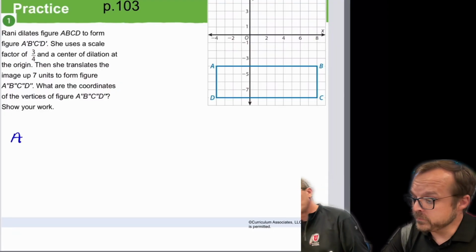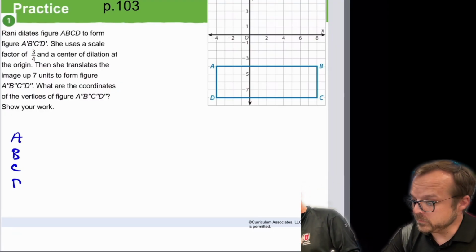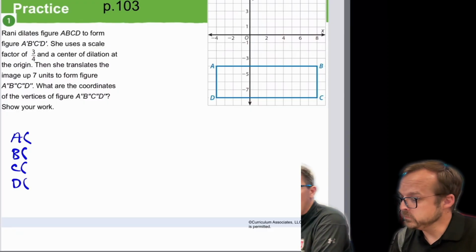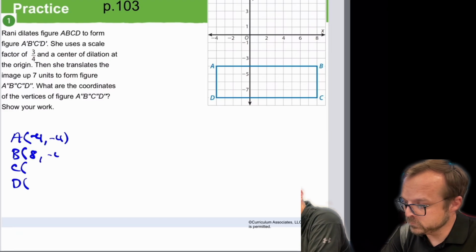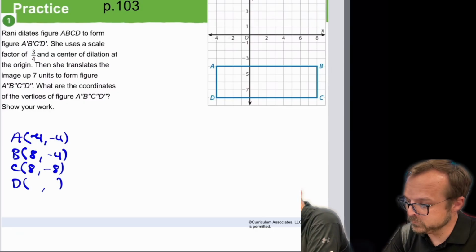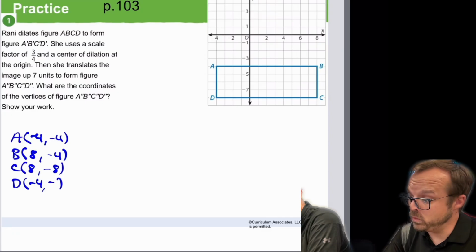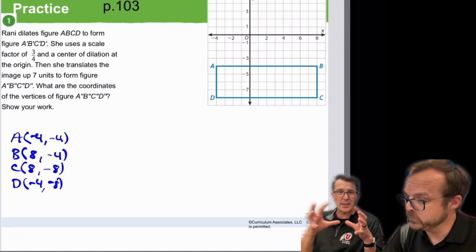Okay, so we've got A, B, C, D, and we're going to get those points. I'm going to yell them out to Mr. Nelson so he can write them down. A is at -4, -4. B looks like it's at 8, -4. C looks like it's at 8, -8. And D looks like it's at -4, -8. So that's the important part. You have to be able to look at those points and see where they're at.